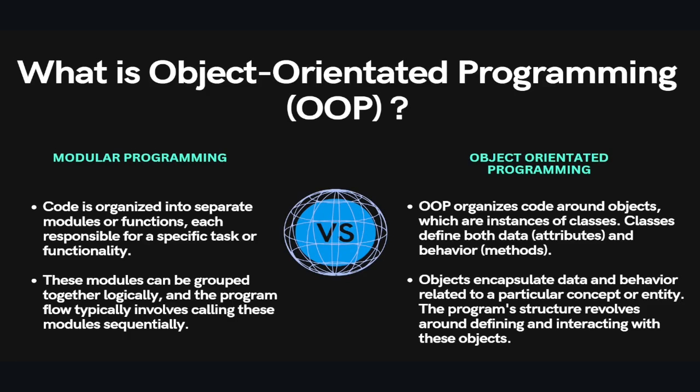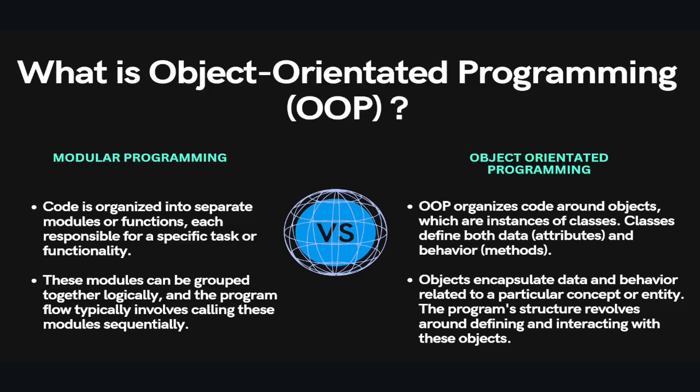So objects encapsulate data and behavior related to a particular concept or entity. The program structure revolves around defining and interacting with these objects. So that's the whole idea: they wanted to create object-oriented programming to give you a more real-life sense, or to show you a real-life application of what is going on in the code. It helps you make more sense of it in a way.